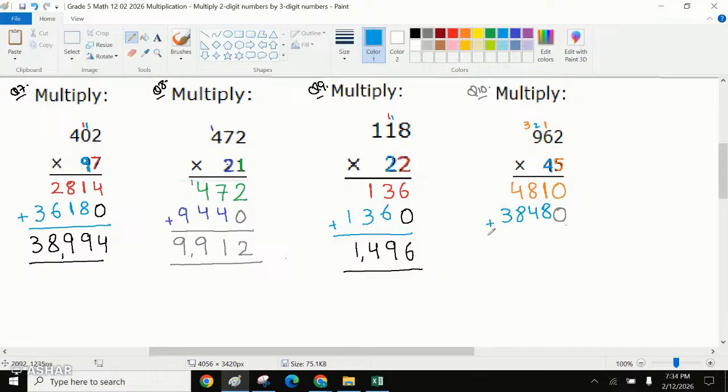So once we add the numbers together, 0, 9, 1 plus 8 is 9. 8 plus 4 would be 12. We carry a 1. 4 plus 8 is 12. 12 plus 1 is 13. We carry a 1. And this becomes 43,290. And we can confirm 962 multiplied by 45 comes out to be 43,290.